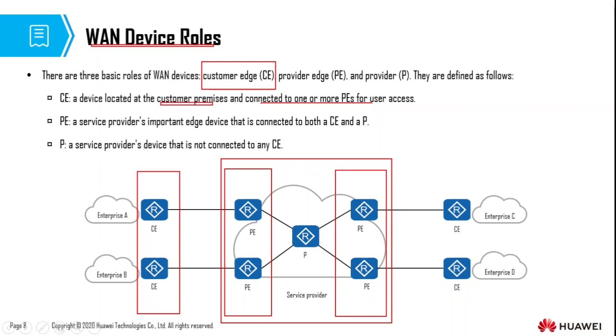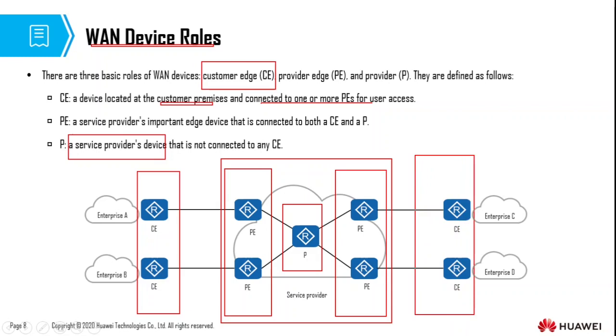PEs are the ones that connect to the customer edge routers. But within that network, we have routers that do not connect to the customer. They're just used for fast data forwarding within the ISP's network. These particular routers are called the provider device. They're not connected to any CE. So those are the three types of devices: customer edge, provider edge, and provider device or router.